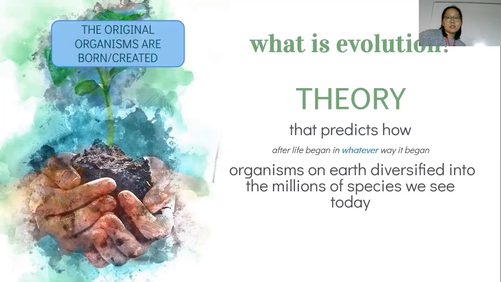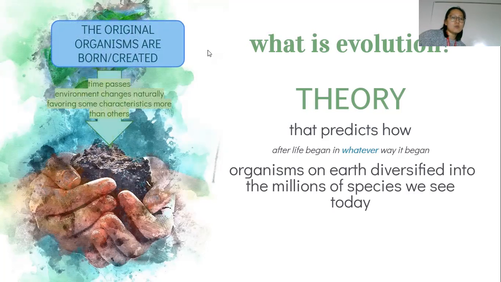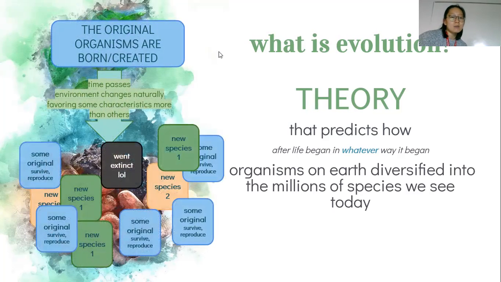So basically, the order goes that the organisms are born or created. Time will pass, the environment will change naturally. Some characteristics of the organisms will be more favorable for survival, some will be less favorable for survival. And you know what happens to those organisms, right? They die, so they can't reproduce. So the ones that best fit are going to reproduce. And over time, you either get species that die off, species that go extinct, new species, maybe multiple new species, right? That all happens because some organisms survive better than others.